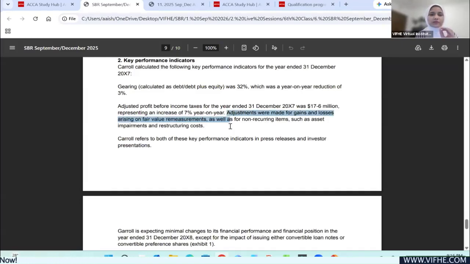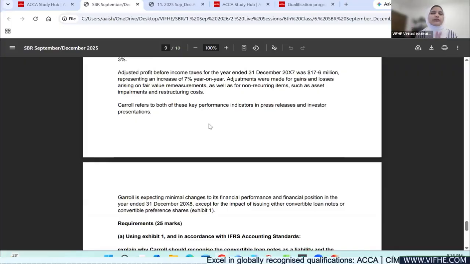Why are they talking about adjustments here? Because they use the word adjusted profit before income taxes. So they're just justifying that. What do they mean by adjusted? What have they adjusted for? They've adjusted for any fair value adjustment, for non-recurring items, for impairments and restructuring, because these are one-off items. That's why they remove the impact. Okay, this is their justification.